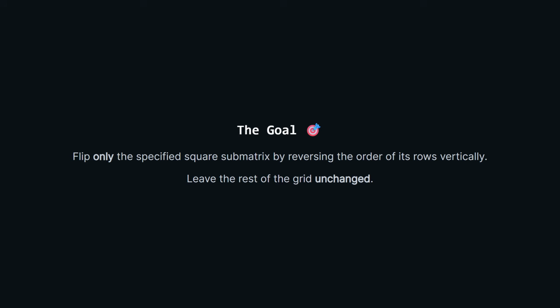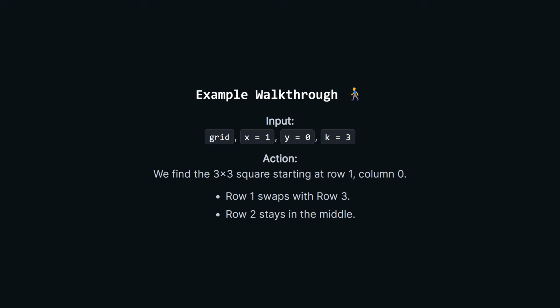It's like having a picture frame on a wall, and just turning the picture inside it upside down without moving the frame. Look at this example. We have a target square of size 3 by 3 starting at row 1, column 0. Notice how the top row of our highlighted square swaps places with the bottom row of our square. The middle row stays right where it is. It's like flipping a pancake, but only a perfectly square piece of it.